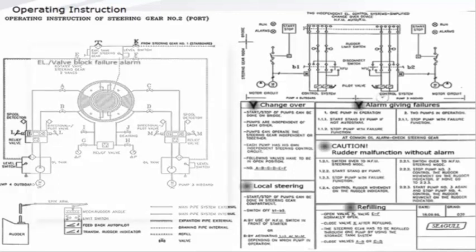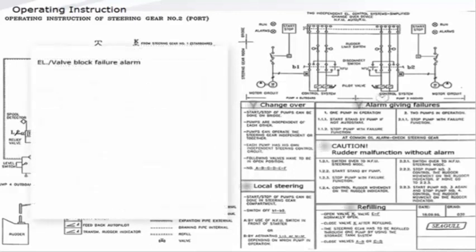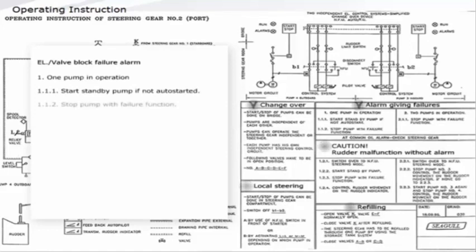Electrical or valve block failure alarm. 1. One pump in operation. 1.1.1. Start standby pump if not auto-started. 1.1.2. Stop pump with failure function. 2. Two pumps in operation. 2.1.1. Stop pump with failure function.